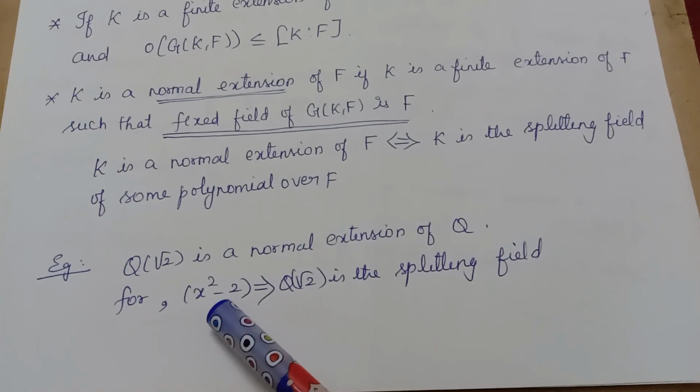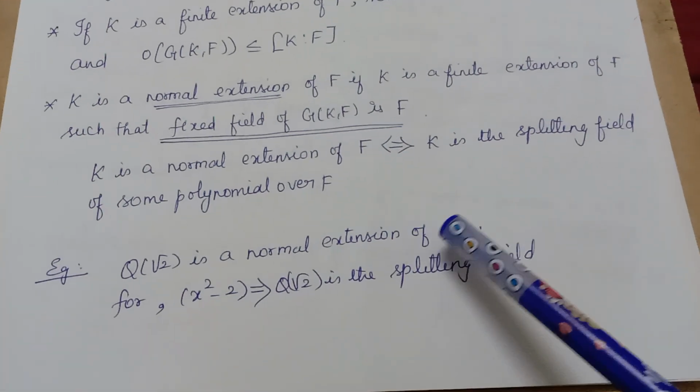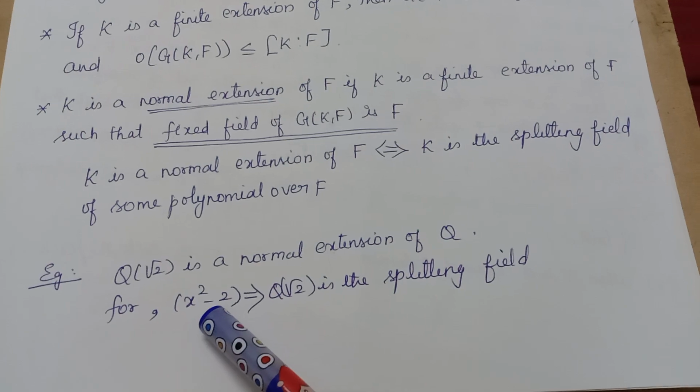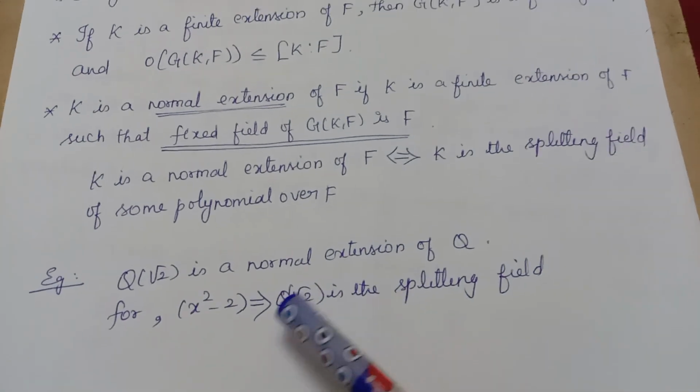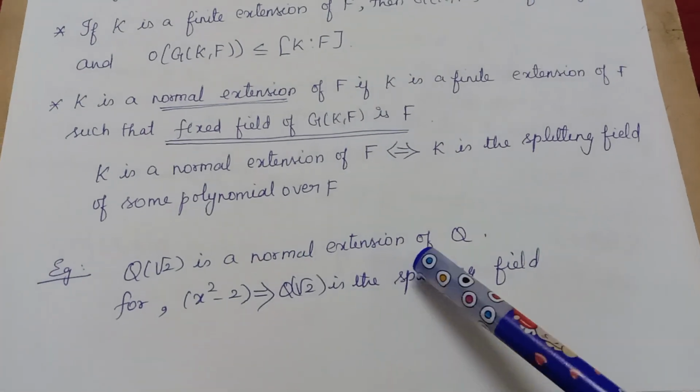Because plus or minus root 2 are the roots of this polynomial, which are not there in Q. Therefore, what is the splitting field for this polynomial? Q(root 2). So Q(root 2) is the splitting field. Therefore, what can we say? Q(root 2) is a normal extension.